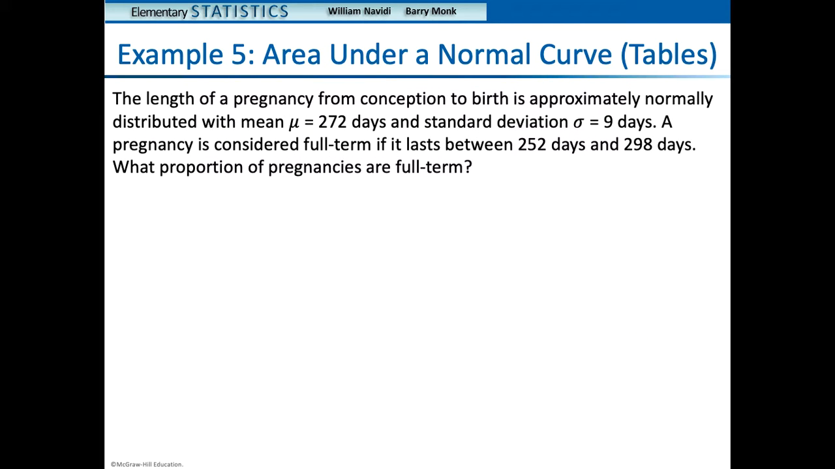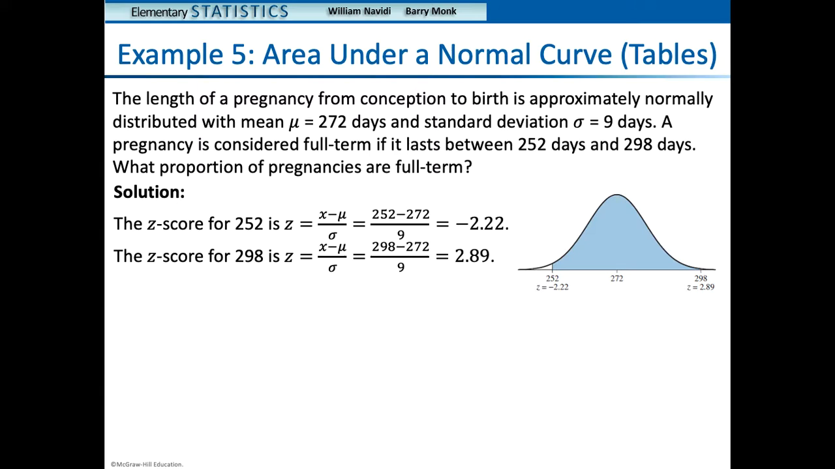Let's look at one more example. This one is finding the area in between two values. A pregnancy is considered full term if it lasts between 252 days and 298 days. What proportion of pregnancies are full term?